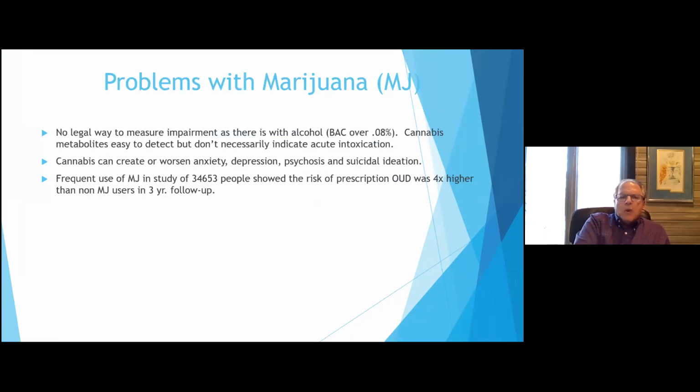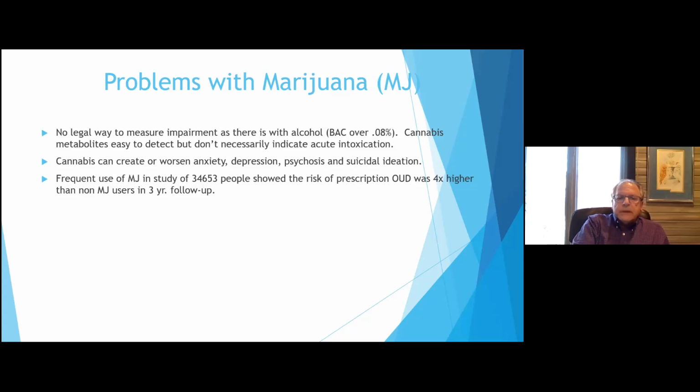Other problems with marijuana: one of the big problems is that there's no legal way to measure impairment. Blood alcohol: every state in the union has a cutoff of 0.08%. If you're 0.09%, you are intoxicated. It's a simple definition. It's easy to determine, and that's it. Whereas with marijuana, you can easily detect the metabolites, and you can find out if the patient has had exposure to marijuana, but it does not tell you whether the patient is acutely intoxicated or not.